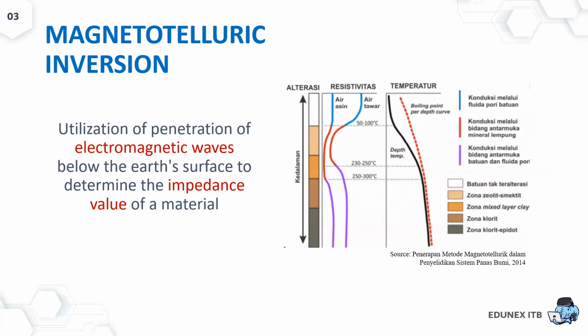And here we have the magnetotelluric inversion, which uses electromagnetic waves that are shot to the ground, the Earth's surface, to determine the impedance value of a material. So we can know for each layer what the material is and what the height of the material is.